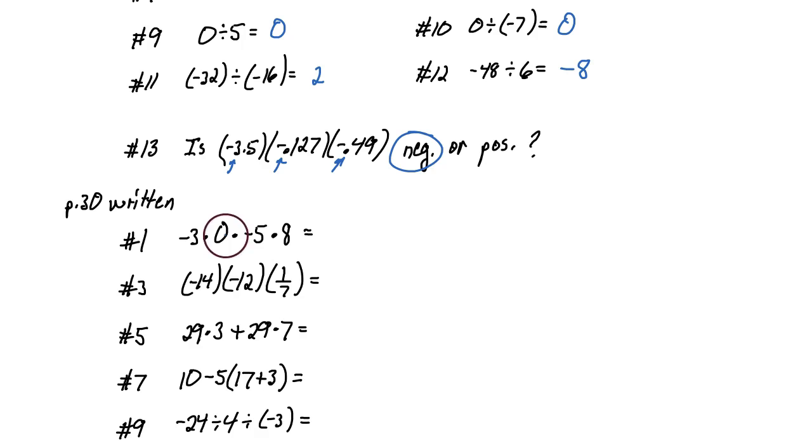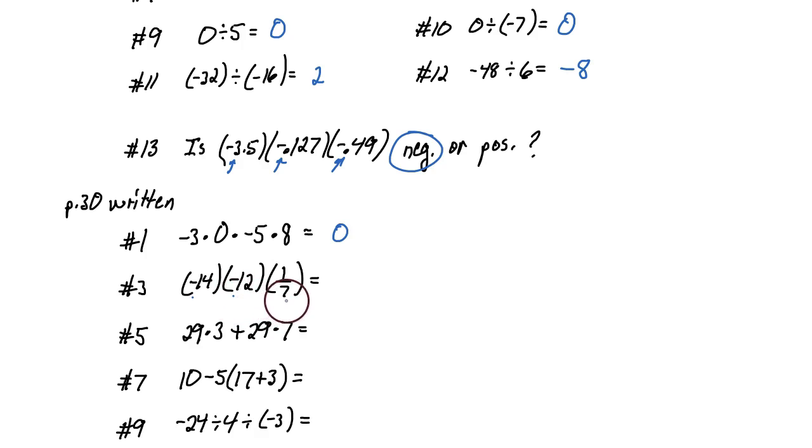Number 1, one of the numbers in the product is 0, so the answer is 0. Number 3, negative times negative is positive. The last number is positive, so the answer is positive. Or another way to think of it, in the numbers being multiplied, 2 of them are negative. There's an even number of negatives, so the answer is positive.